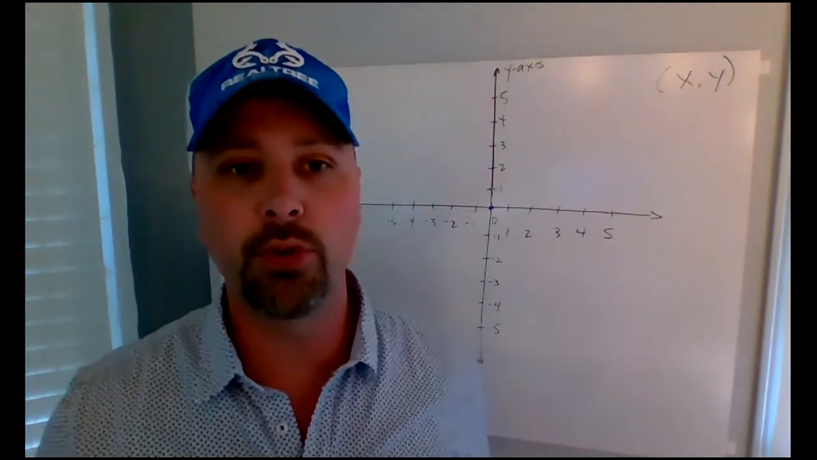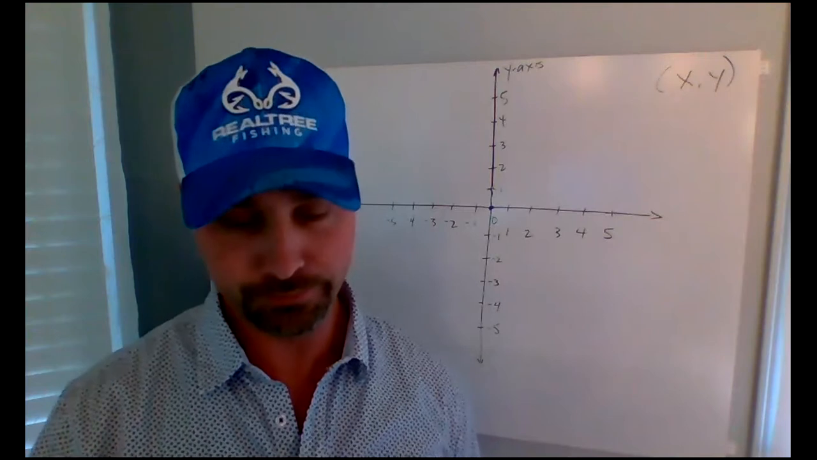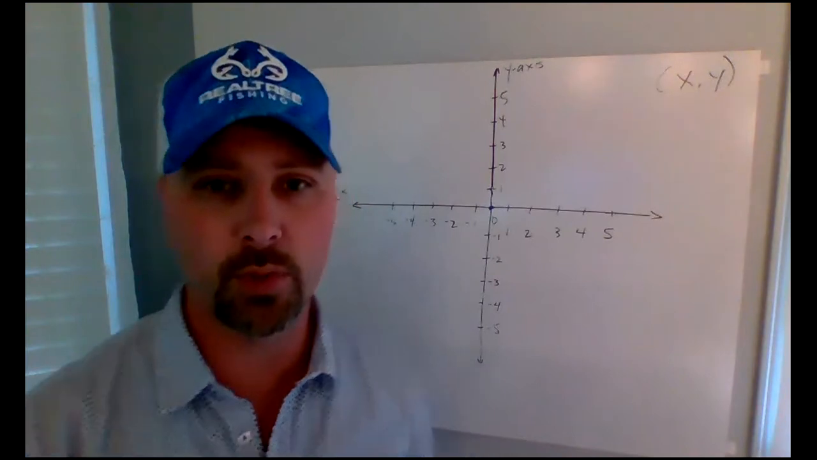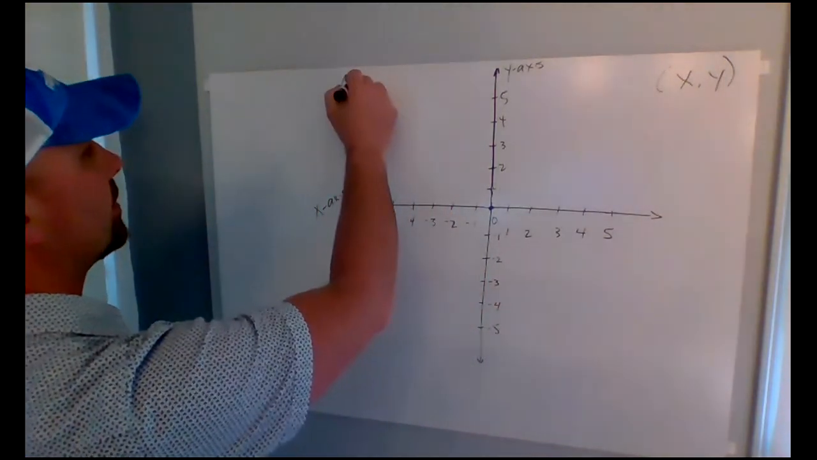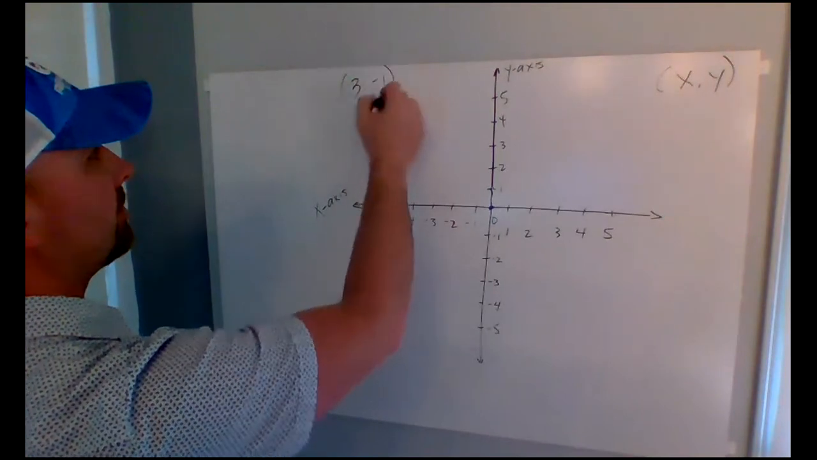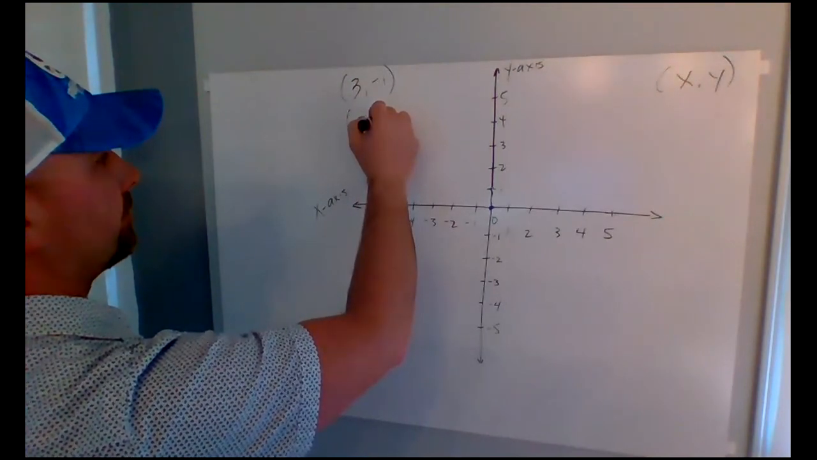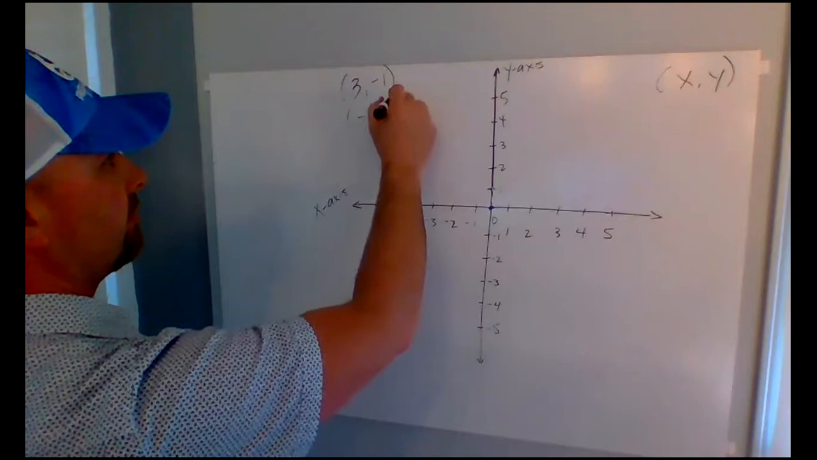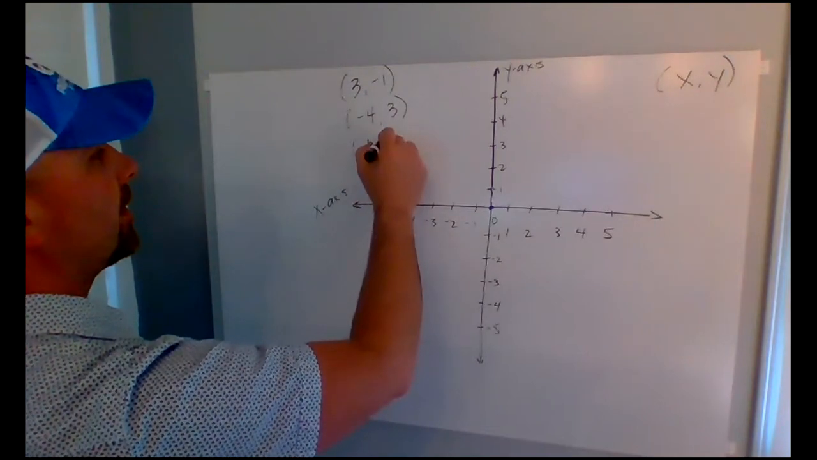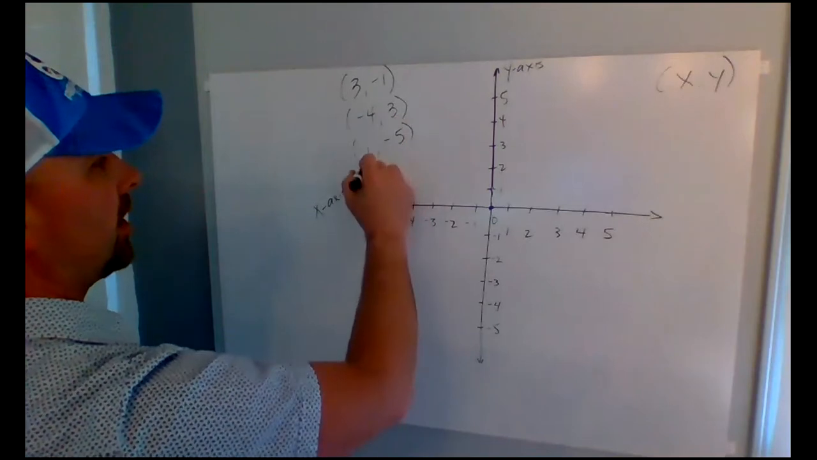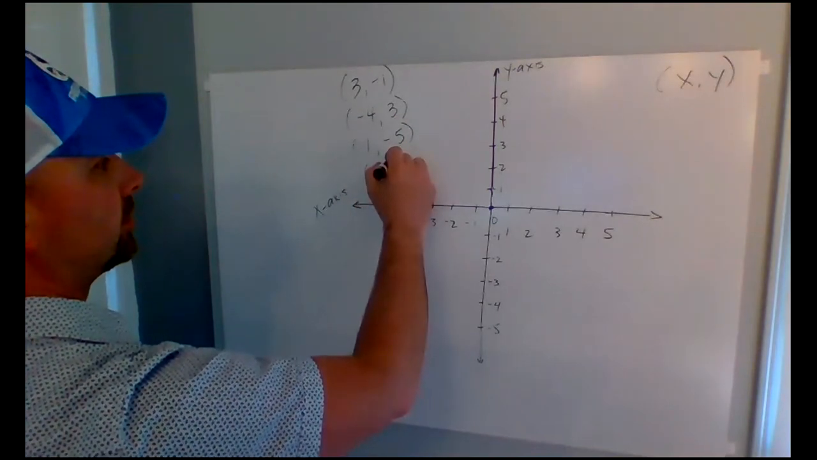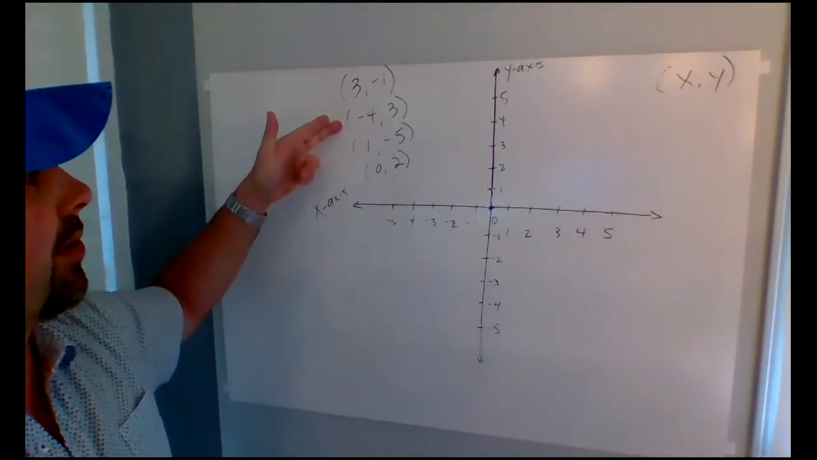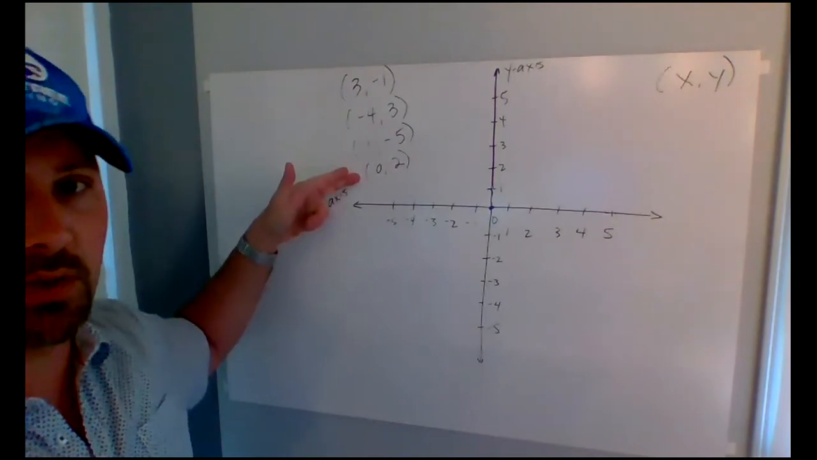So I'll tell you what, I'm going to put a few points on here. I'm going to give you the coordinates, and I want you to think about where they would go on the grid. It's kind of backwards of what we did just a minute ago, okay? So how about 3, -1, let's not do -6, -4, 3, 1, -5, and how about 0, 2? Okay, 3, -1, -4, 3, 1, -5, and 0, 2.